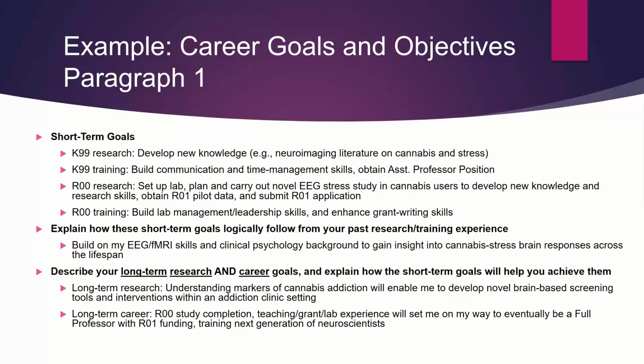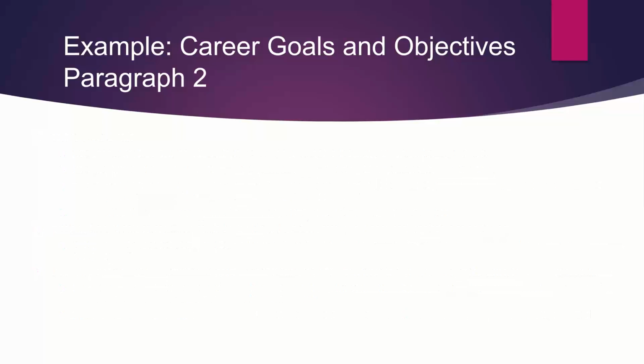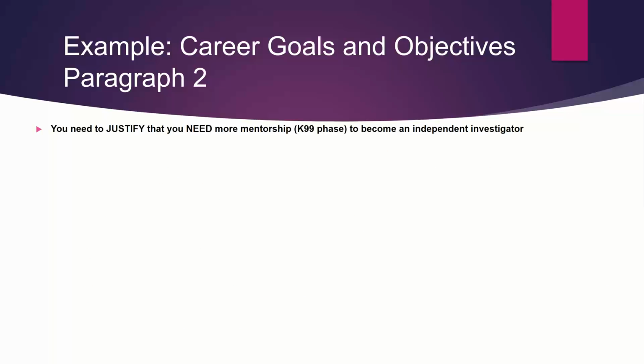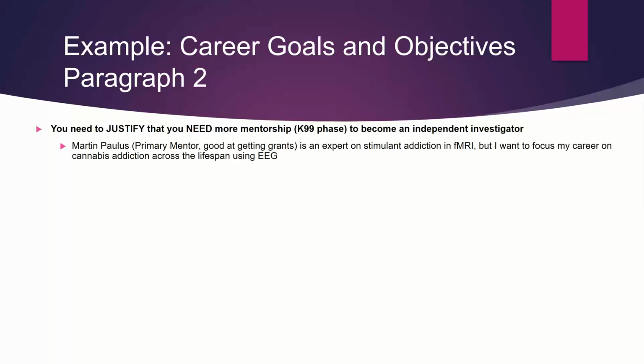So this is all paragraph 1. Now let's move on to paragraph 2. So I need to justify that I need more mentorship. I need the K99 phase to become an independent investigator.